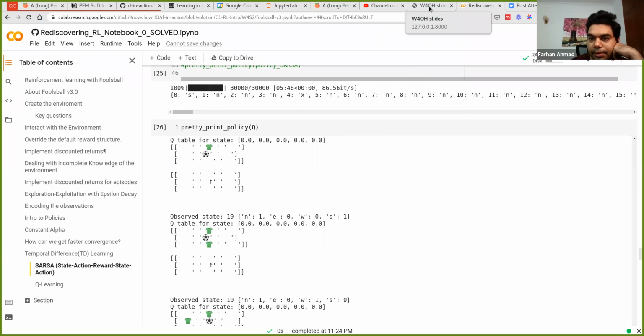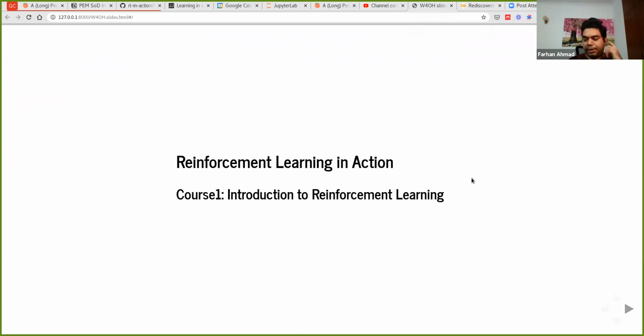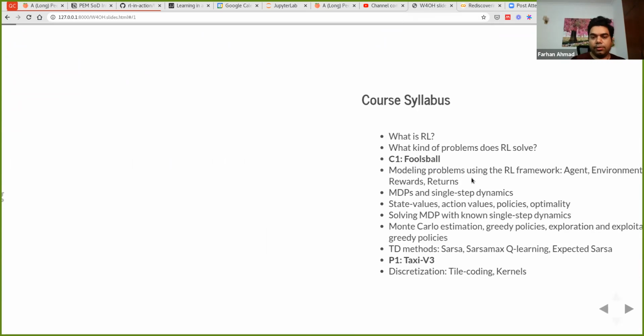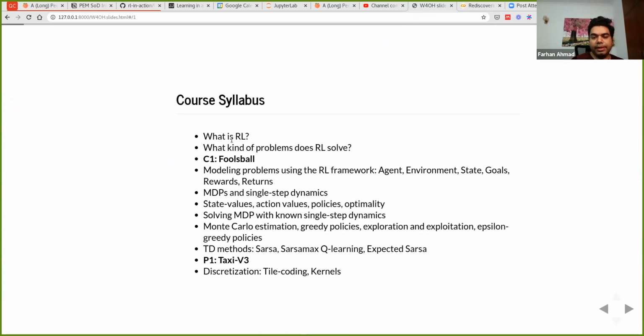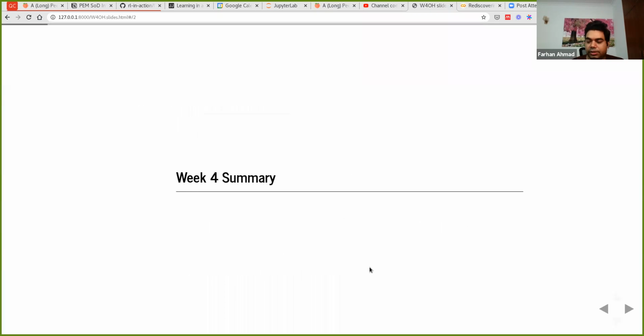Okay. I just want to summarize everything that we did this week. In terms of the syllabus, we have everything covered except for discretization, which is dividing a continuous space into a discrete space. So we can again use the same table and same approaches. I am going to talk about that, but first up is a summary.